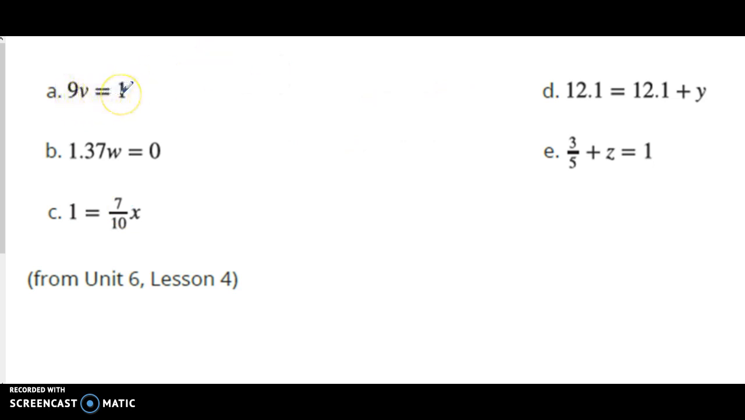9V equals 1. What we have to do to solve this is the opposite of multiplication. The opposite of multiplication is division. So I'm going to divide this side by 9 to get the V by itself, which means I have to divide this side by 9. So what I end up with is that V equals 1/9.